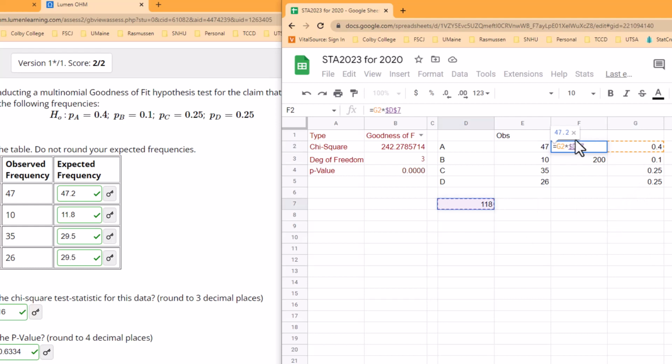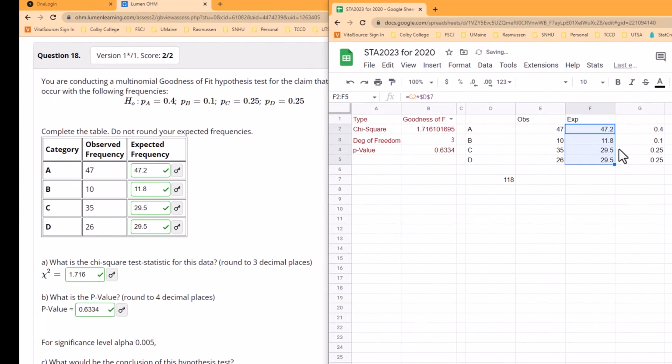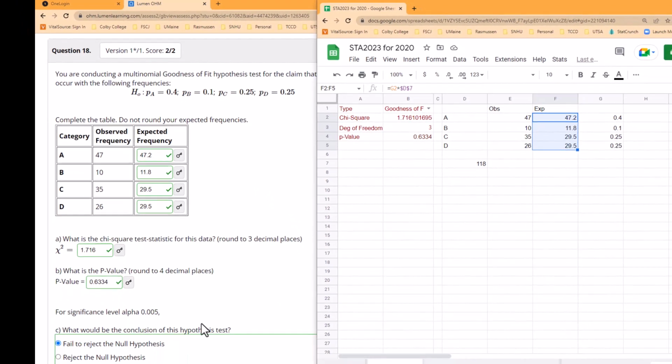I'm going to absolute reference because I don't want the 118 to change when I copy this formula straight down, but I want these values to change. So from here, I just copy that formula straight down. I just drag that straight down, and right away that gives me my chi-square and my p-value, which is certainly way higher than my level of significance, so I would fail to reject the null.